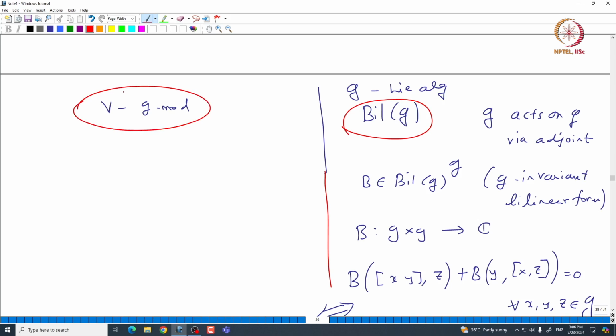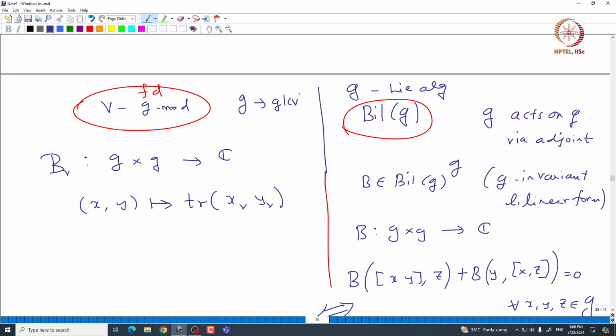So, one can start with any finite dimensional G module. Then one has this trace form, which is a map from G cross G to C. One can define this as follows: you take any x, y and send it to the trace of x_V y_V. What is x_V? You have a map from G to GL(V) which is given by this G module. Then you take x and its image is defined to be x_V. So, you take x, y mapped to trace of x_V y_V, then one can prove that this is indeed G invariant.